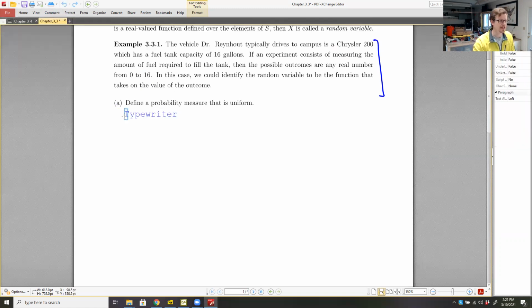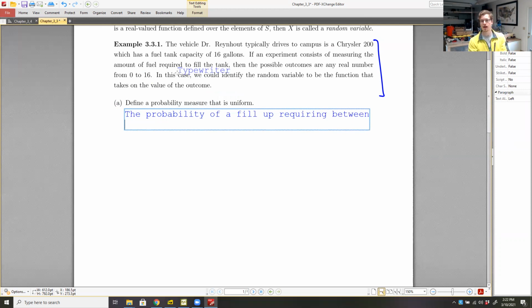I'll type this so we can read it here. The probability of a fill-up requiring between... So I'm defining our probability measure here. Let's say we need to fill up between A and B gallons of gas. So between A and B gallons. So what's the probability of requiring that? So between 3 and 4 gallons, between 10 and 15 gallons, that sort of thing. So what's the probability that it's going to have to be between A and B?